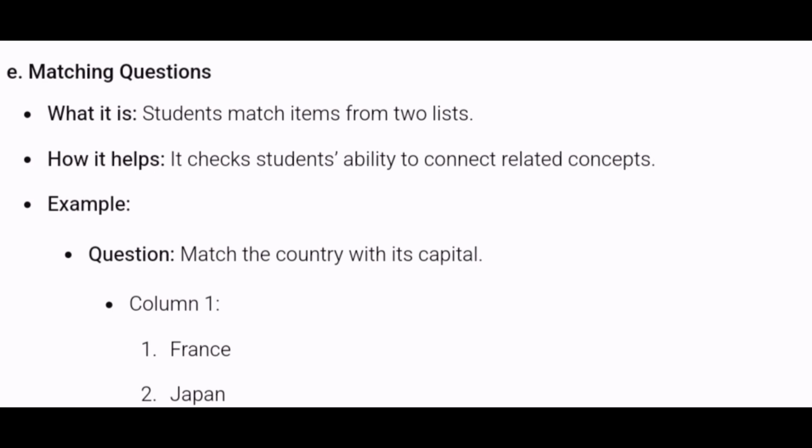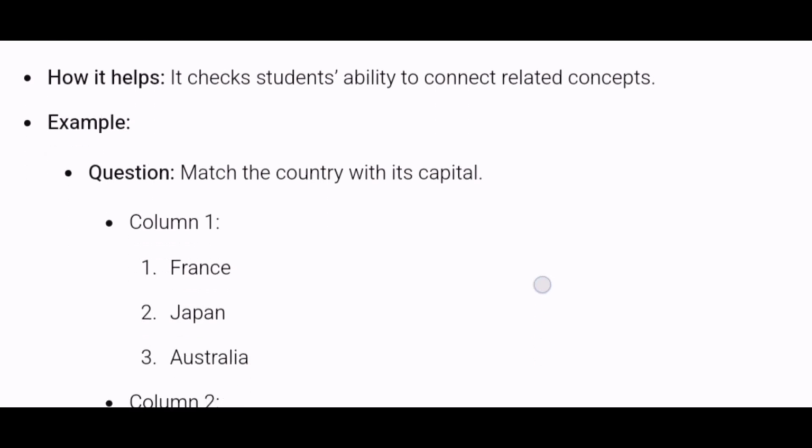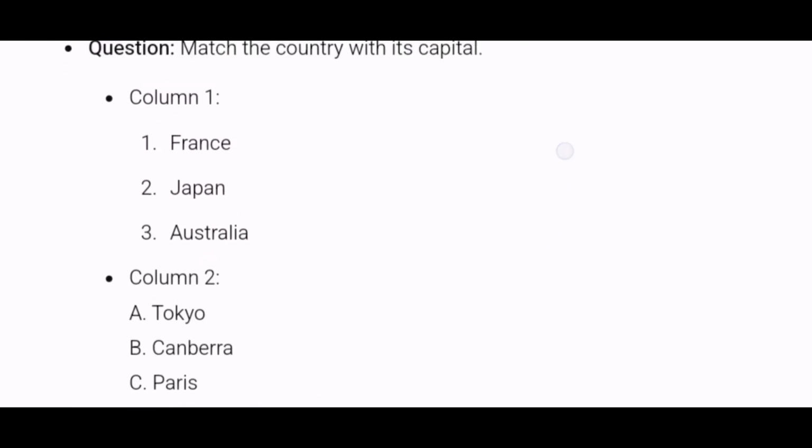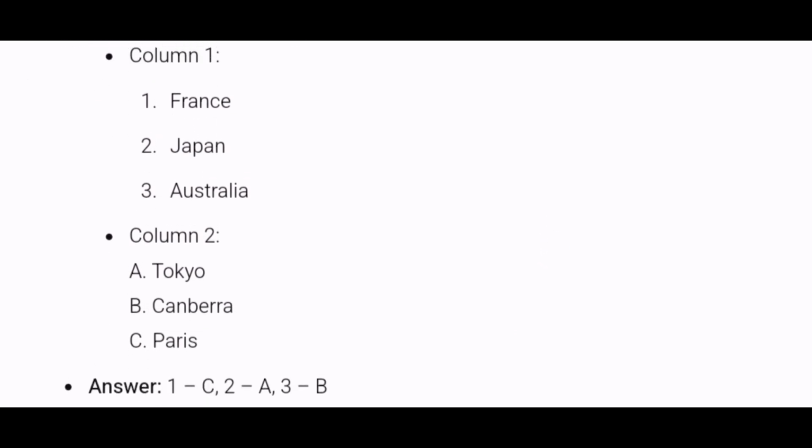So we match section A with section B or column A with column B, right? That is called match the following. So match the country with its capital. So you are given column 1. You are given column 1, France.